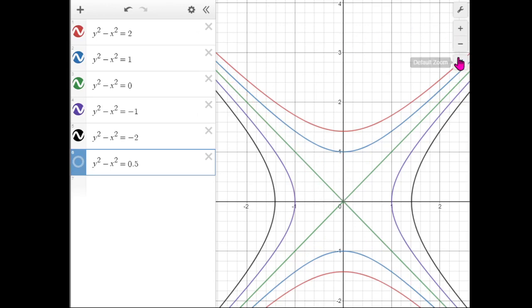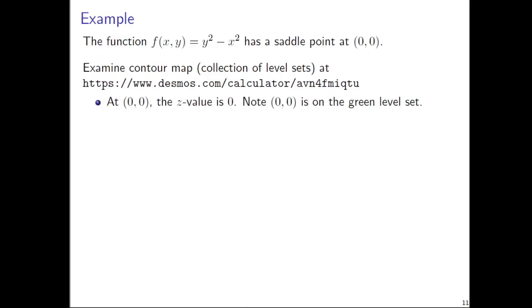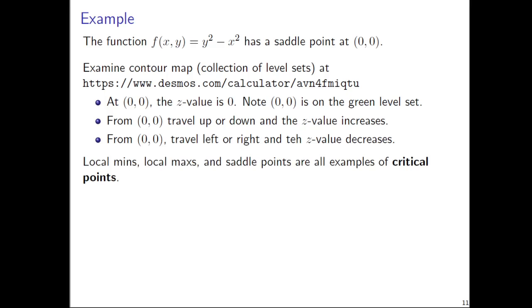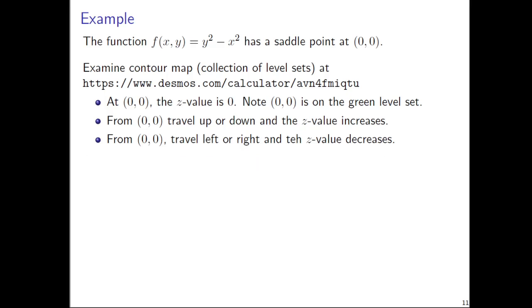So using the contour map, this collection of level sets, I hope you're really seeing that saddle point, right? So at 0, 0, the z value is 0, and 0, 0 is on that green level set. From the point 0, 0, if you travel up or down, so you increase or decrease the y coordinate, the z value increases. However, if you start at 0, 0 and you travel either left or right, that is, you increase or decrease the x coordinate, the z value decreases. So up to there, we have an example. I hope I've somewhat convinced you that what we really have is a saddle point.